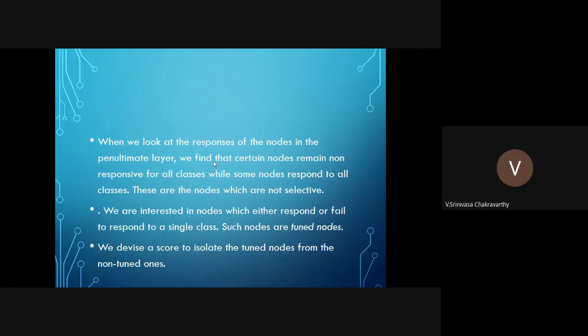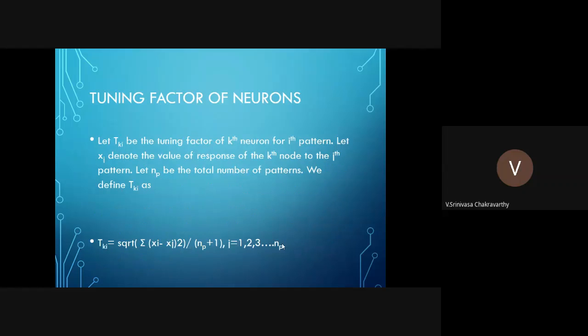Okay, so we found that certain nodes or neurons remain non-responsive to all classes, while some nodes respond to all classes. Such neurons are no good and not of much use to us, because we need to find out if there are neurons which respond to one class strongly and only that class and nothing else. Then we say that such neurons are tuned neurons or tuned nodes. Not all neurons have this kind of property, so we need to find a score to isolate the tuned ones from the untuned ones.